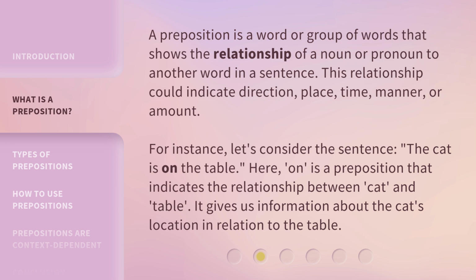For instance, let's consider the sentence, "The cat is on the table." Here, on is a preposition that indicates the relationship between cat and table. It gives us information about the cat's location in relation to the table.